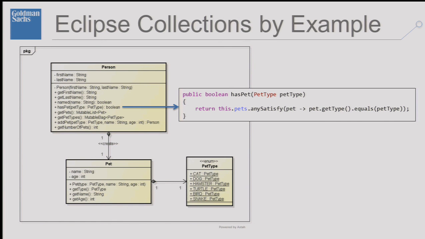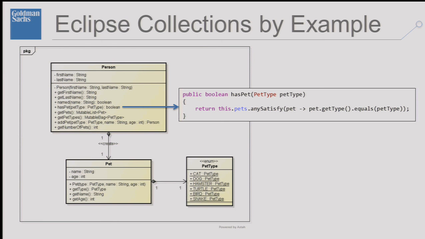So the examples. We're going to be working with this simple domain model where a person has a number of pets, and a pet has a type field. The person has basically a list of pets, a bag of pets even, and also has a method which is person.hasPet with a pet type, which returns true or false.